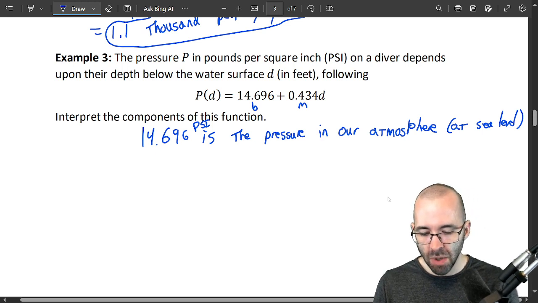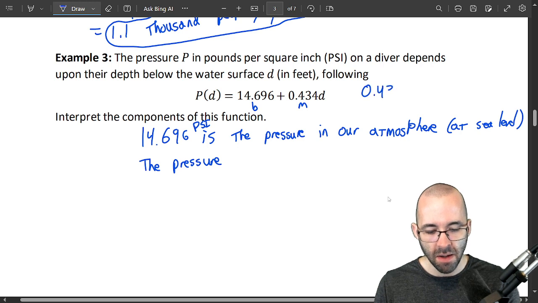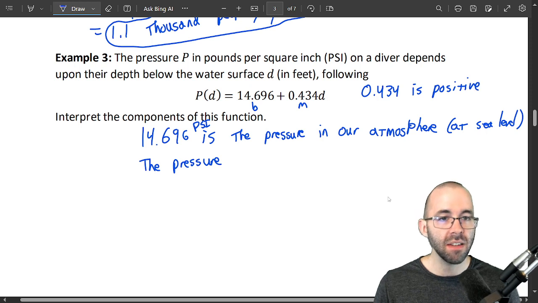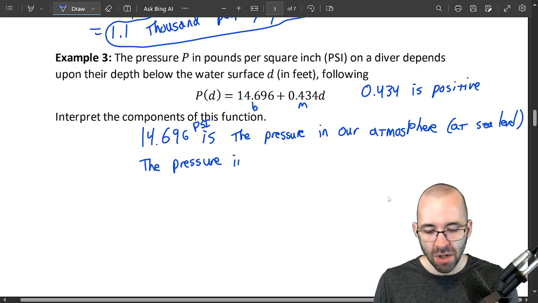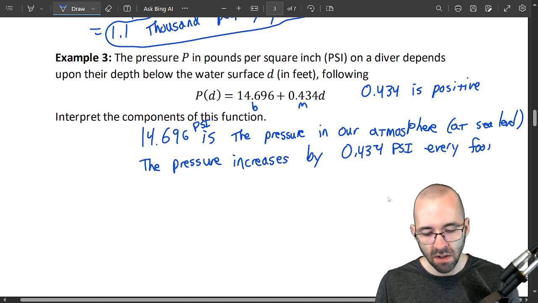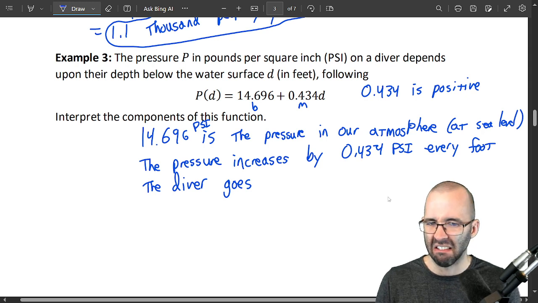And then M is our slope. We said if slope is positive, and this number is a positive number, our slope is positive, it's increasing. So the pressure increases by 0.434 pounds per square inch every foot the diver goes deeper in.